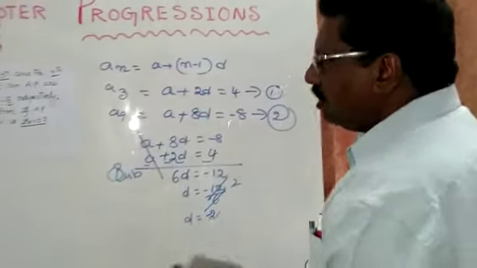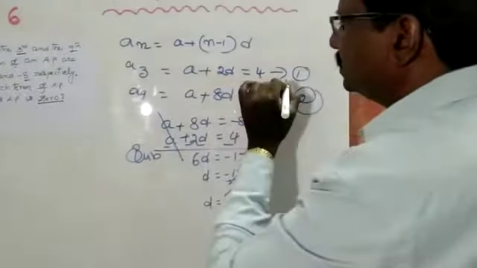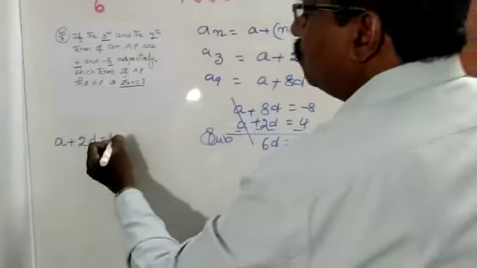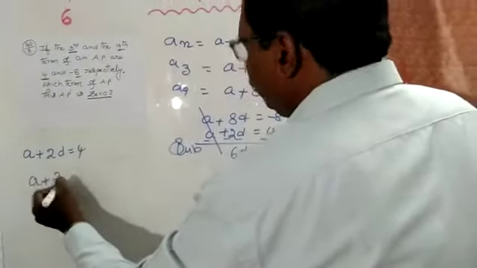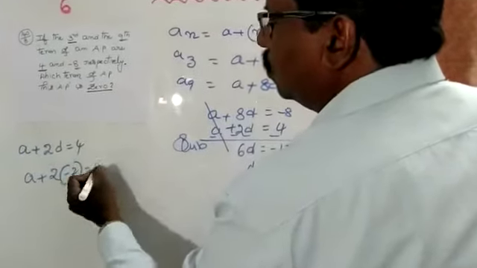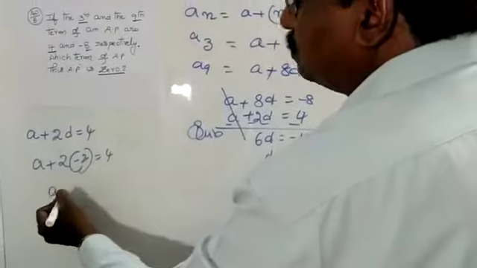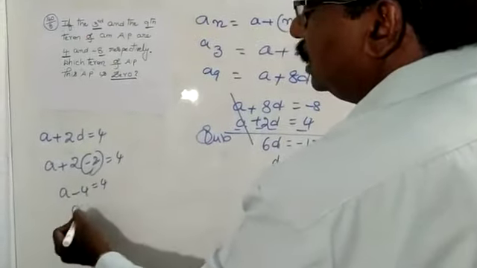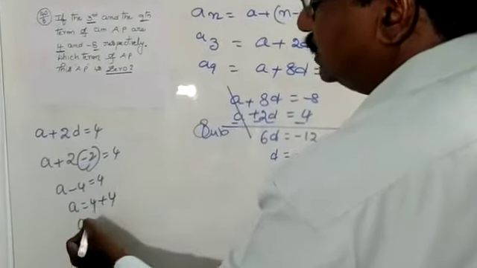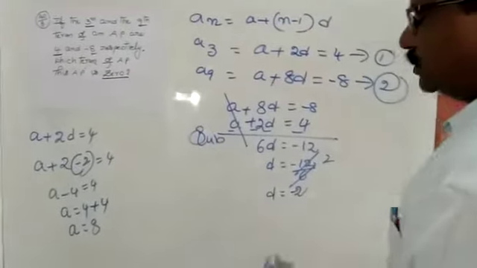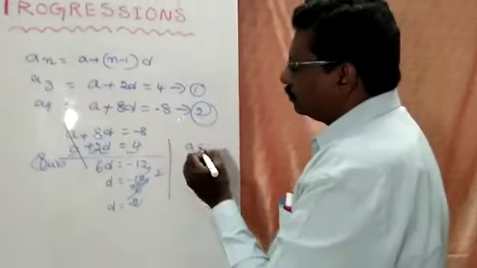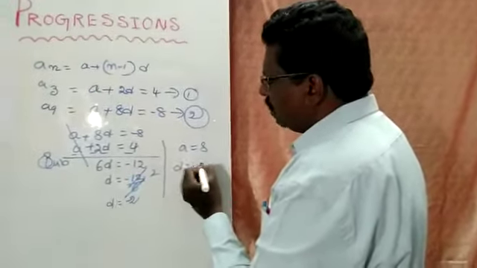Then you have to substitute the d value in any equation. Equation 1: a plus 2d equal to 4. a plus 2 times minus 2 is equal to 4. a minus 4 equal to 4. Take minus 4 to the right side, it becomes plus 4. a is equal to 8. So a is equal to 8 and d is equal to minus 2.